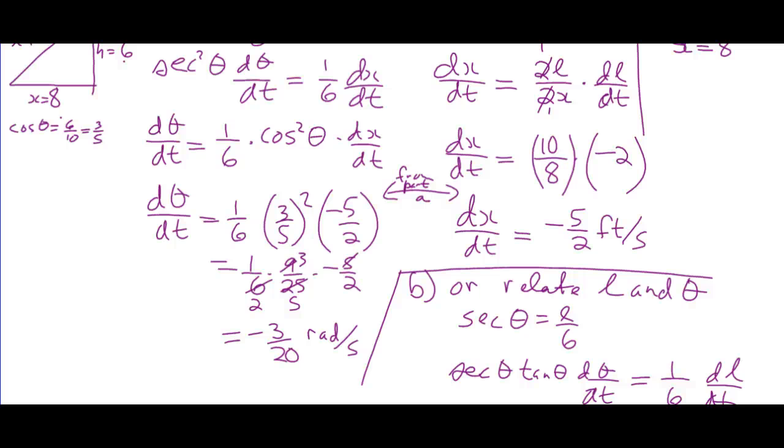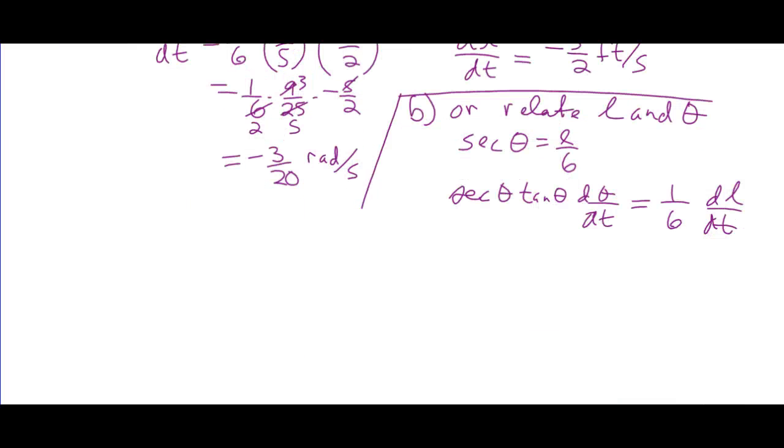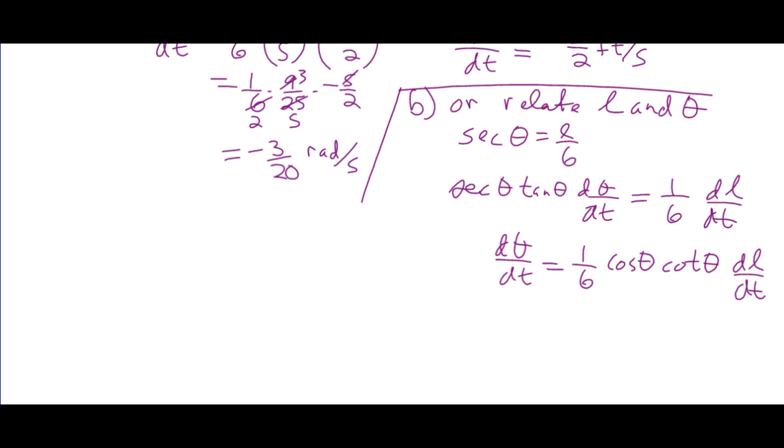Here, by using dx by dt, that was a value we calculated in part A, and you said, hey, can we stay away from that? Yes, we can, if we just do it in terms of L. Then we've got the dL by dt, which was given, and you're going to have to multiply by cosine cotangent, and I'll get rid of this side. So d theta by dt would be 1/6 cos theta cot theta dL by dt. And then you could just fill in the values.